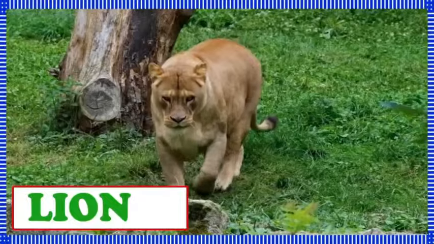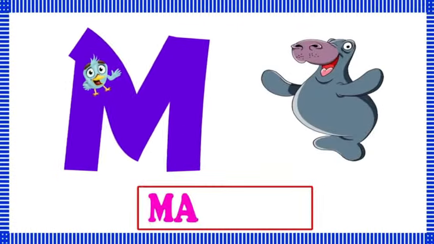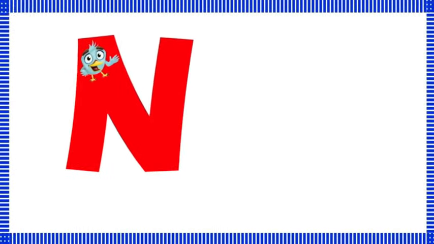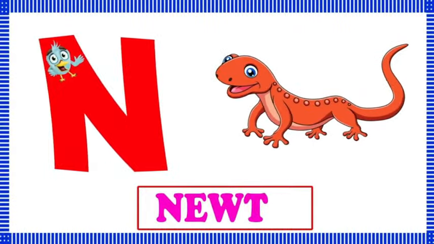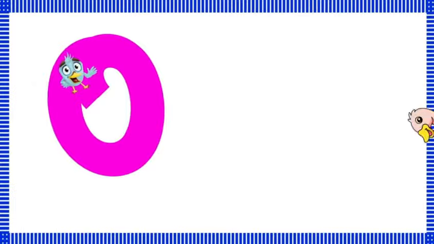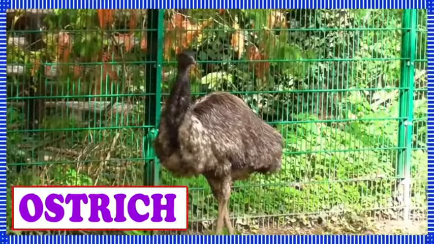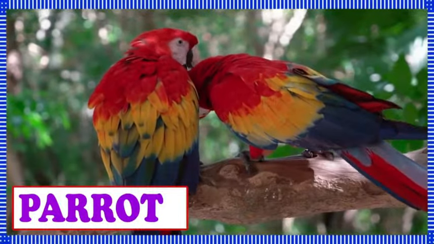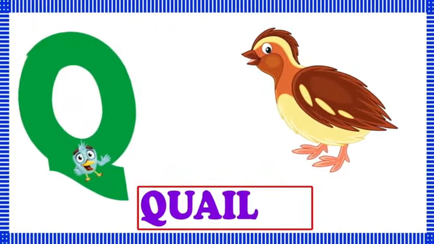L is for lion. M is for manatee. N is for mute. O is for ostrich. P is for parrot. Q is for quail.